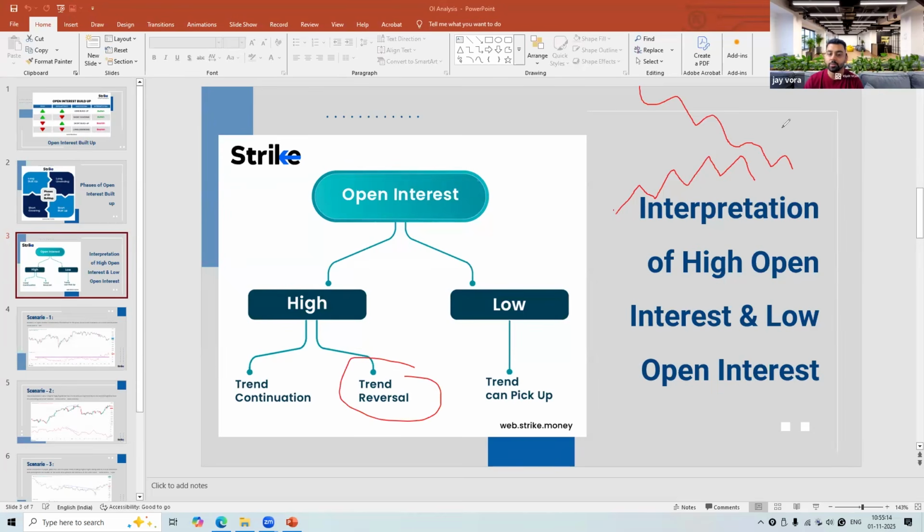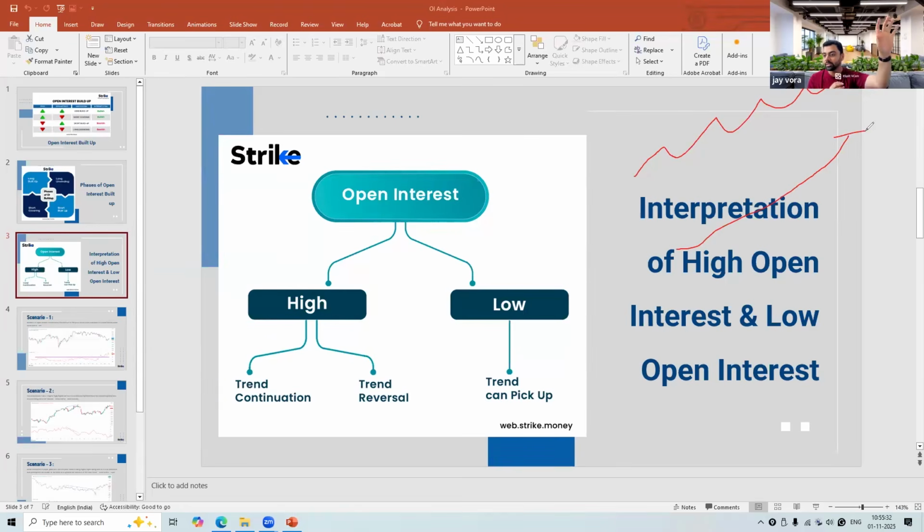Okay, so of course, as I mentioned to you, it is not just in shorts, but even when the prices are rising higher and there are no technical patterns as such, but the open interest is also rising higher. So again, this is a case where a trend reversal can happen, which means the prices have risen higher and open interest is also at a very high level.